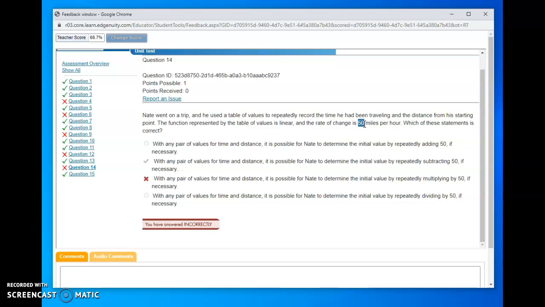So what we keep doing is adding 50 each time. So to go backwards and find the initial value, instead of adding 50 each time, we would need to end up subtracting 50 each time. We're not multiplying by 50, because that would turn into 2 hours, we'd be at 250 miles, and if you went 250 miles in 2 hours, you're going pretty fast there. So to find the initial value, we would end up subtracting 50 each time to go backwards to find when it was 0. Hope that helps.